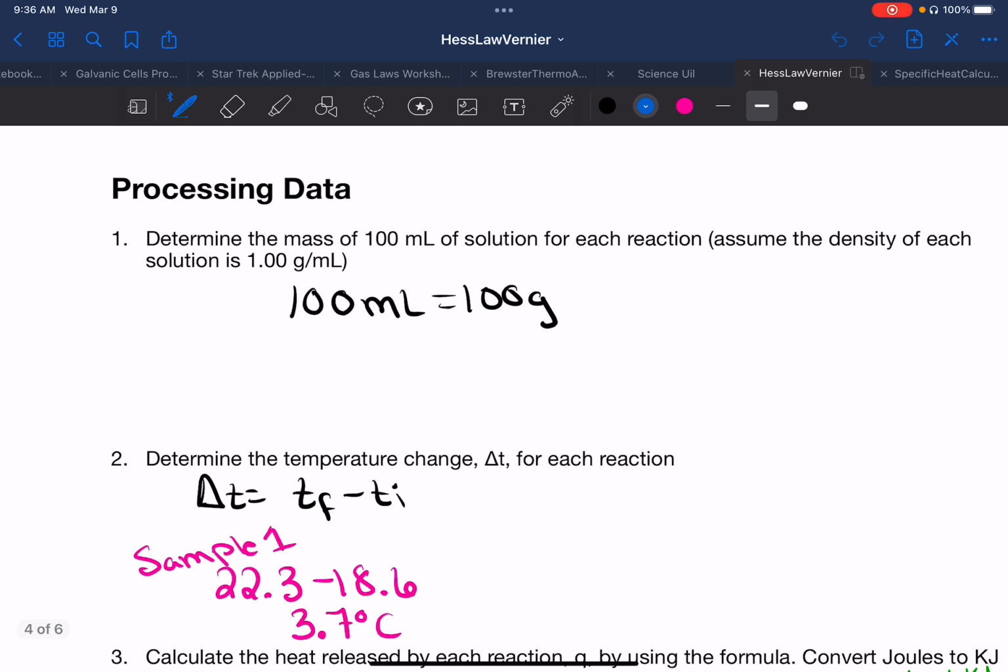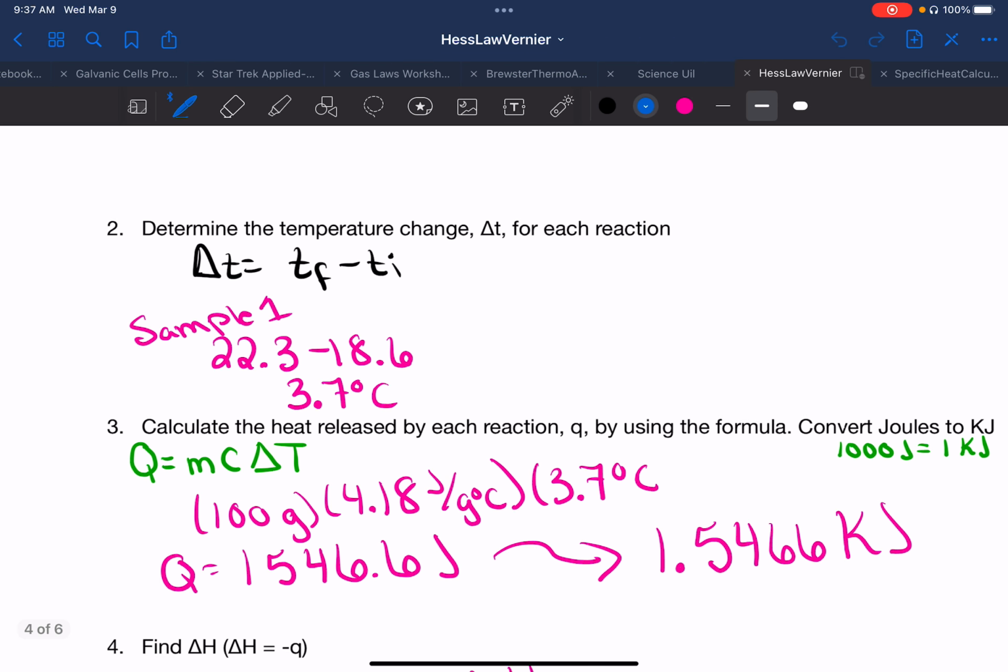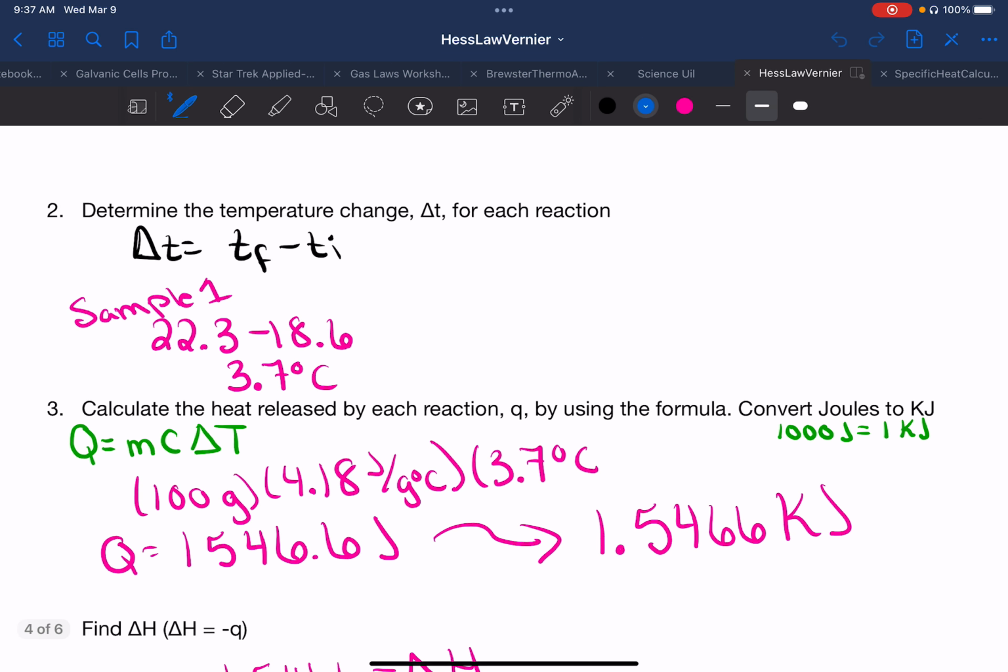So question number 2 asks you to do a temperature change. Delta T is always going to be T final minus T initial. Since all these are exothermic reactions, it's going to be our high number minus our low number. I have sample data here from a group, and we're taking their 22.3 minus 18.6, and it gives me 3.7 degrees Celsius. My formula is Q equals MC delta T. We're going off the idea that whatever energy the liquid absorbed is how much energy the sodium hydroxide released.